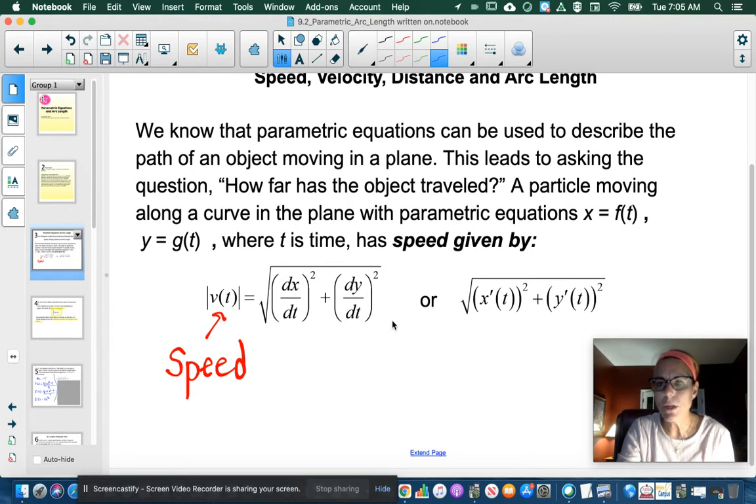We know that parametric equations can be used to describe the path of an object moving in a plane. This leads to the question, how far has the object traveled? A particle moving along a curve in the plane with parametric equations x equals f of t, y equals g of t, where t is time, has the speed given by these two formulas. These are formulas you are going to want to memorize. The formula on the left is identical to the formula on the right because dx over dt is x prime of t and dy over dt is y prime of t. You can pause the video at any time and write stuff down.